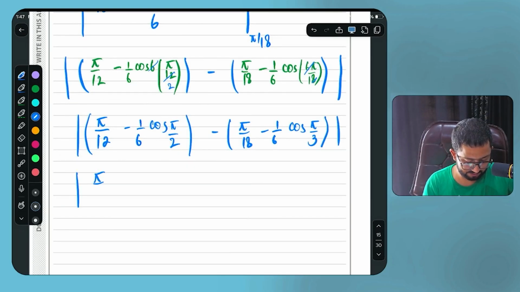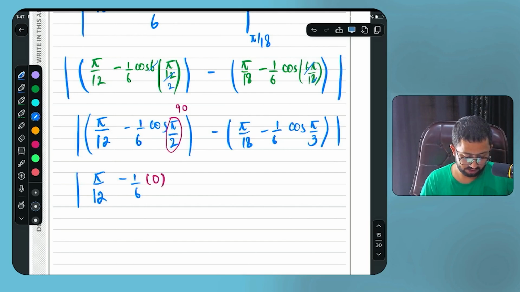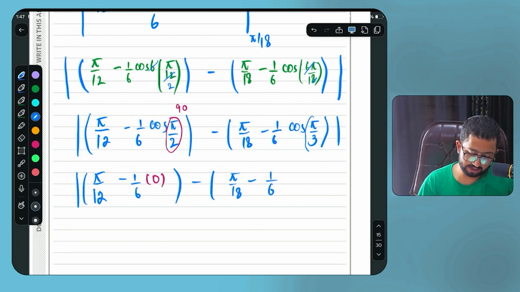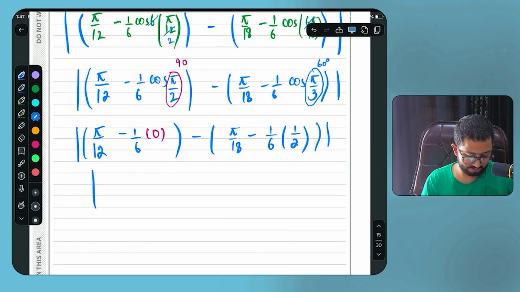Yes. What is the cos 90 value? Cos pi by 2 means pi by 2 is actually 90. So cos 90 is 0 from the table value. Minus cos pi by 3. Pi by 3 is actually 60 degrees, and cos 60 degrees is 1 by 2. Yes, 1 by 2. Just open the bracket. Minus minus will become positive.